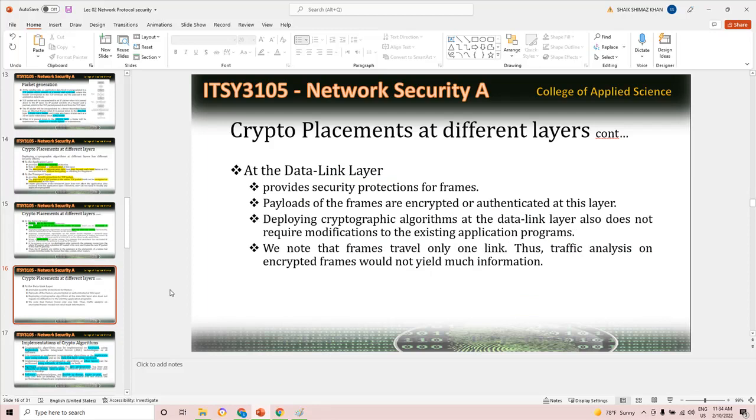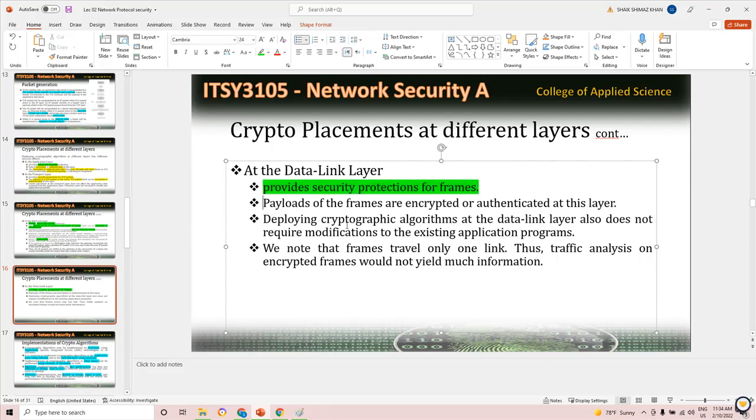And also the security can be provided at the data link layer. So it provides security for frames. The payloads of the frames are encrypted in this layer, very important. We note the frames travel only, so traffic analysis will not yield much information.